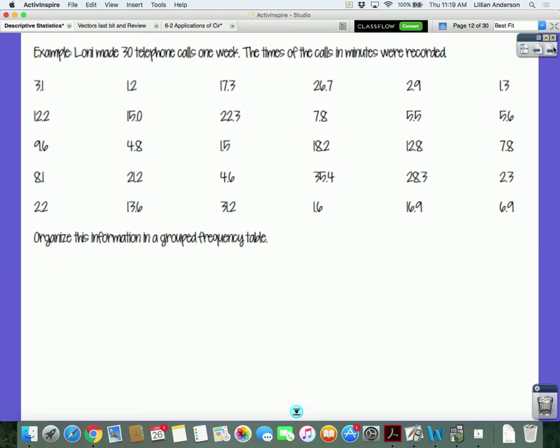What is the shortest phone call she made? 1.2 is located right here. It's the smallest. It's the largest. Let's double check this, yes? Okay, cool. So that's the smallest value, that's the largest value. We want to make sure that everything else lies in between there.